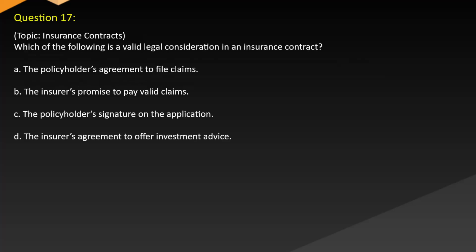Question 17. Topic: Insurance contracts. Which of the following is a valid legal consideration in an insurance contract? A. The policyholder's agreement to file claims. B. The insurer's promise to pay valid claims. C. The policyholder's signature on the application. D. The insurer's agreement to offer investment advice.